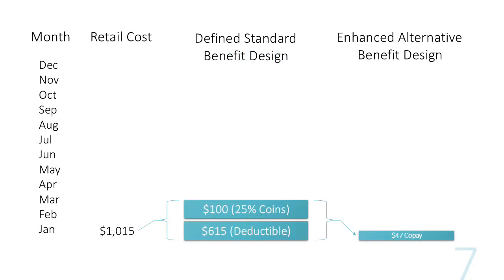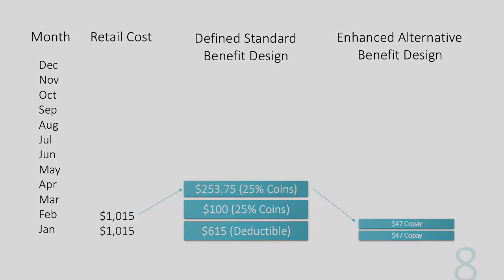Beginning in January, the retail cost of the brand name prescription drug is $1,015. Using the defined standard benefit, the prescription drug plan deducts $615 from the retail cost. Then applies 25% coinsurance to the remaining $400, which equals $100. The individual on the enhanced alternative plan, in this example, only pays a $47 copay.